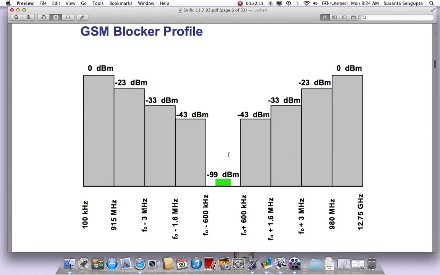So we write a standard which shows the blocker profile: from whatever your designed channel is, if you move 600 kilohertz away, it could be as strong as minus 43 dBm. If you move 1.6 megahertz away, it could be minus 33 dBm, and so on. And finally, far out, it could be even up to 0 dBm. So this is a very brutal profile, with 0 dBm here and minus 110 dBm here.